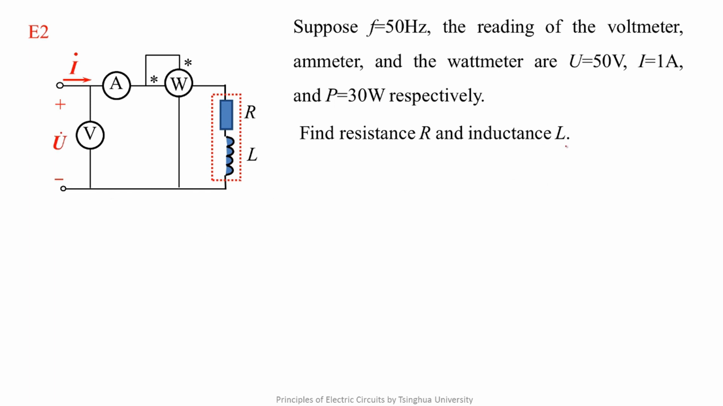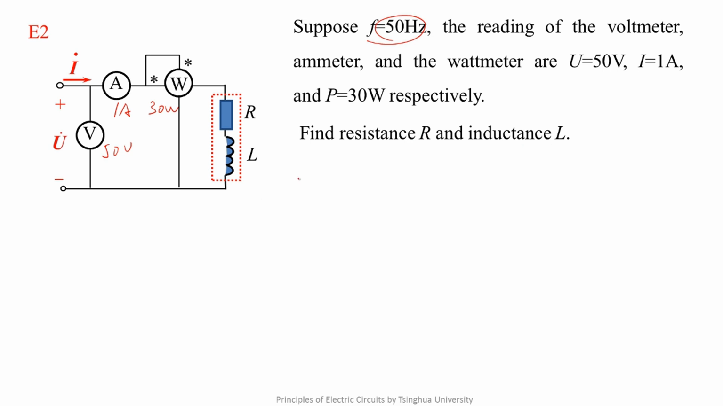Well, we do another exercise. We assume that the frequency of the power supply is 50 Hz. We know that the reading of the voltmeter is 50 volts, the reading of the ammeter is 1 ampere, and the reading of the wattmeter is 30 watts. We use the voltmeter, ammeter, and wattmeter to measure such a coil. R and L are the element parameters of the coil. Now we need to find the resistance and the inductance.